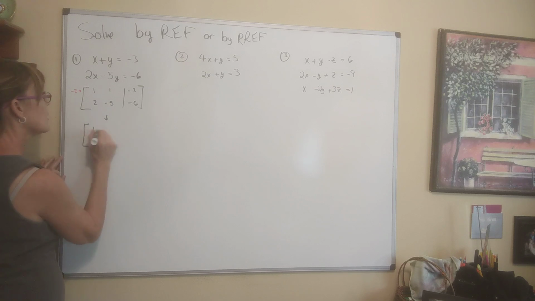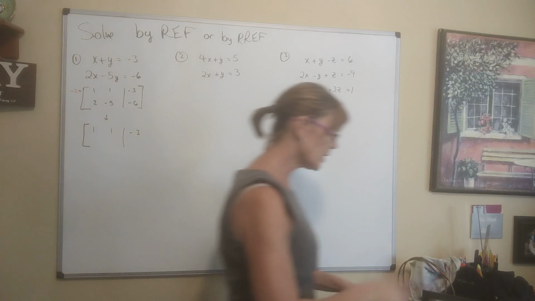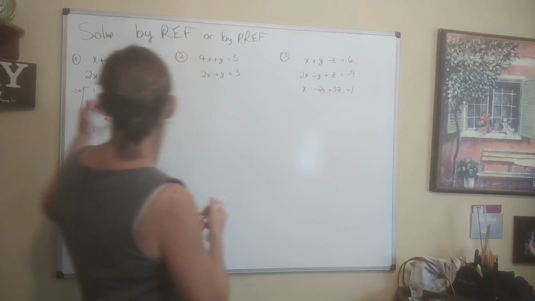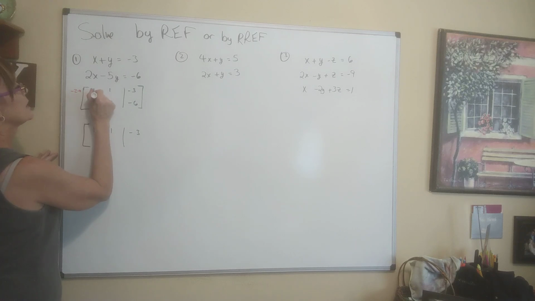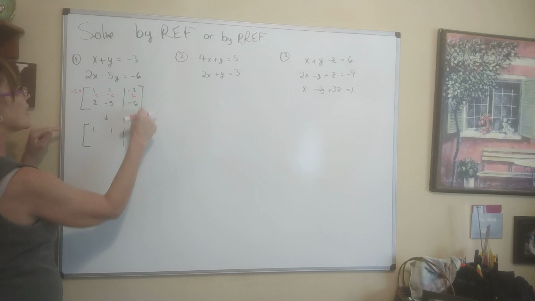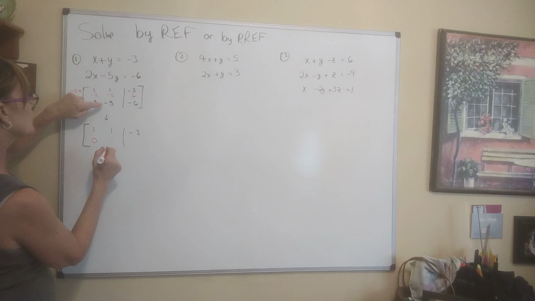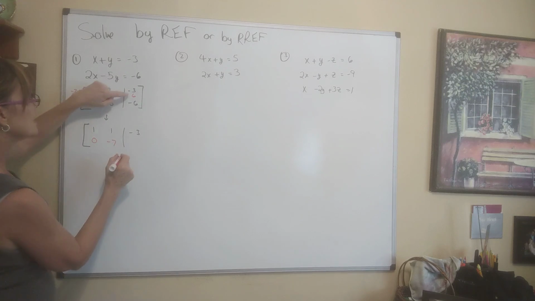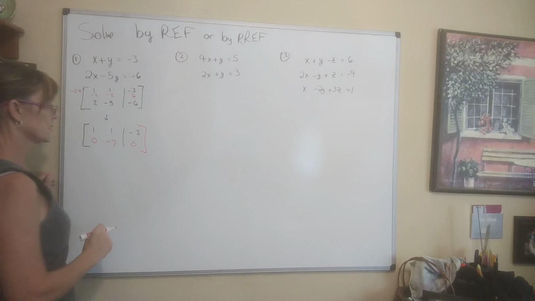I'm leaving the top row 1, 1, negative 3. But to the second one, I'm going to add to this row negative 2 multiplied by this. So 1 times negative 2 would be a negative 2. This would be a negative 2. Negative 2 times negative 3 would be a 6. So if I add down, negative 2 plus 2 is a 0. Negative 2 plus negative 5 is a negative 7. 6 plus negative 6 is a 0. This is what I have next.